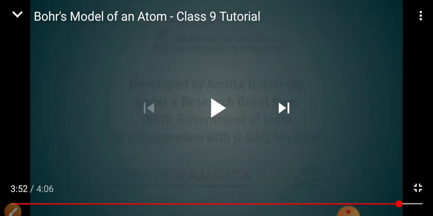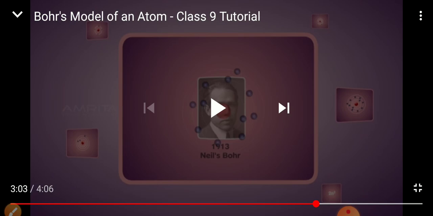So these are some important assumptions made by the scientist Niels Bohr. So watch this video, and you will understand about Bohr's atomic model.